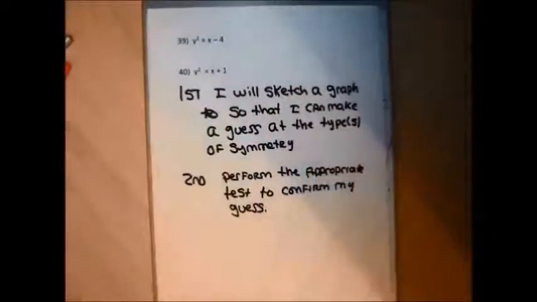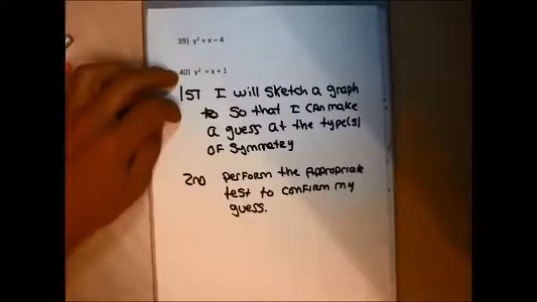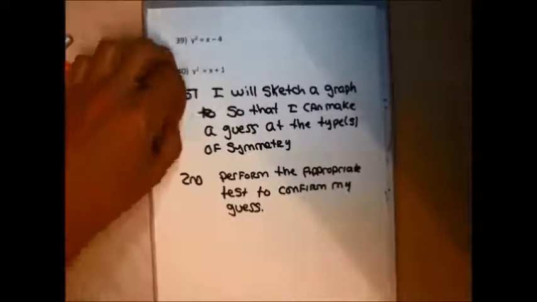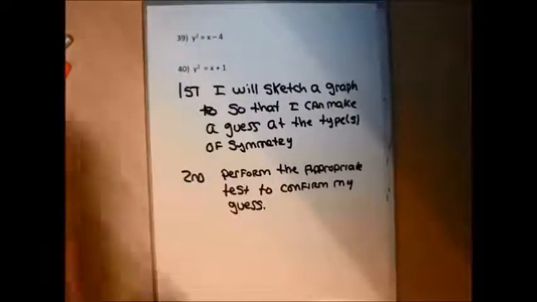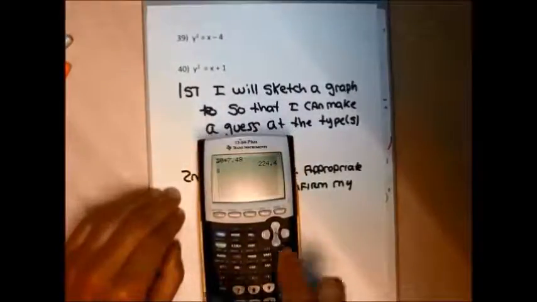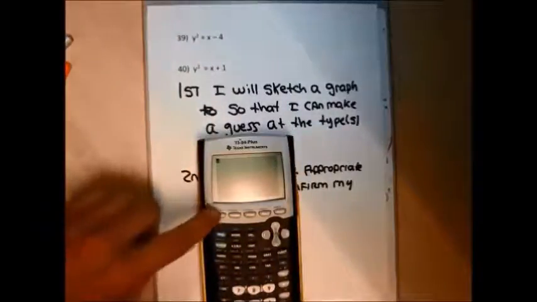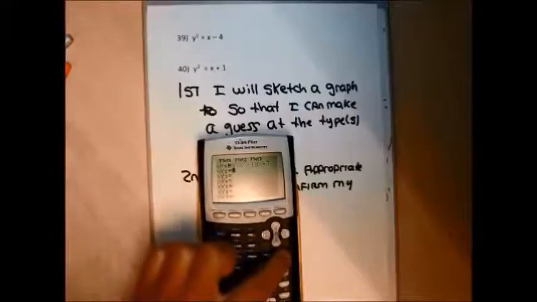All right, so getting back to problem 40, what type of symmetry? Does it have x-axis symmetry, y-axis symmetry, or origin symmetry, or none of the above? First thing I'm going to do is graph this on my calculator. To graph something on my calculator, I turn my calculator on, clear out any junk that's in here. Hit the y equals button. I'd been graphing something before, so anything that's in here I'm going to clear out.